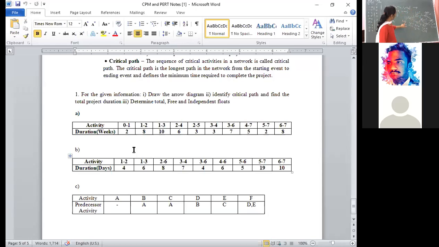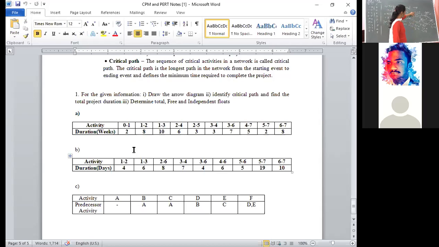Here, E0 value, L0 value is 0. Next, verify. E1 and L1, both values are equal? Yes. E1 and L1 values are 2 and 2. That's why draw a double line from 0 to 1. 0 to 1, you have to draw a double line.